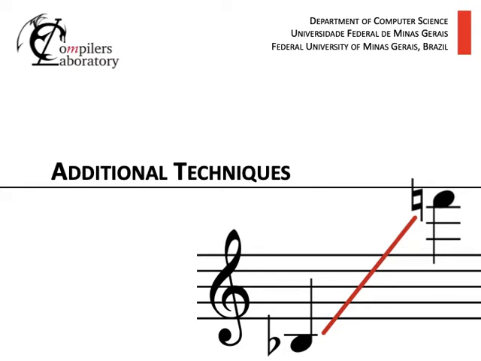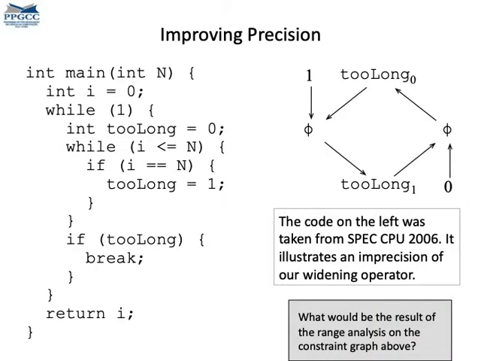Hi, I'm Fernando Pereira from UFMG, and today I will show you a few techniques that we can use to improve range analysis in both time and precision. The first thing that we should consider is that our widening strategy is a bit too hasty. We apply widening too early, and that hurts precision.